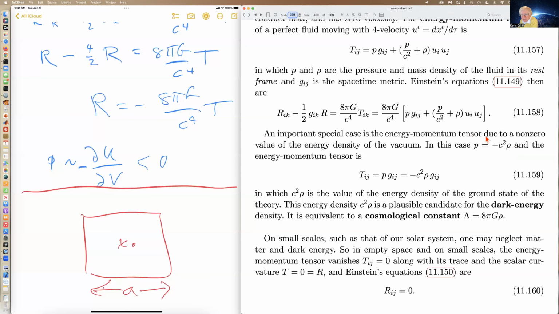So what we have then is, if P is minus c squared times the mass density and we substitute in here, we get that the energy momentum tensor is minus the energy density, in fact, times the space-time metric. And so that's a nice way to think about this: the energy momentum tensor due to dark energy is minus the energy density times the metric of space-time. Before 2000, we thought this was zero. And now we realize that it's most of what's going on.